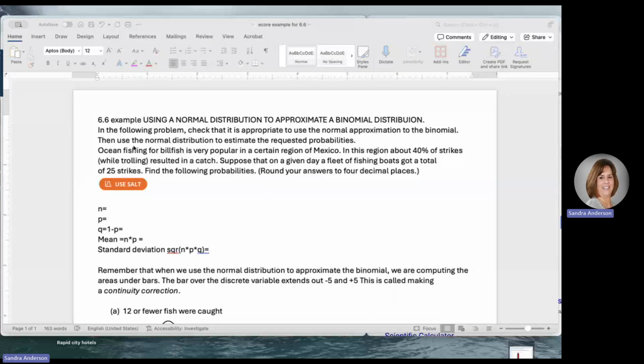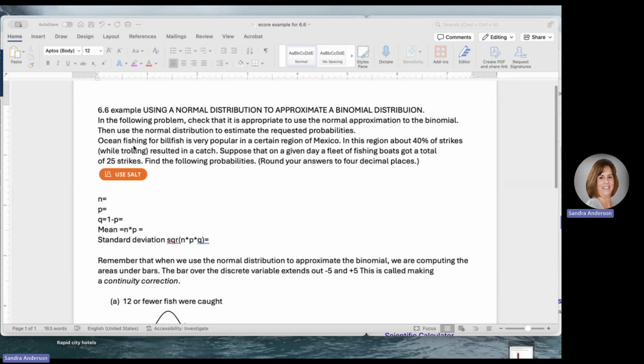About 6.6. So then I thought that we would look through a problem in 6.6. So let me share my screen with you and we'll get started. Our example here is an example out of 6.6, using a normal distribution to approximate a binomial distribution. Looks like there's a typo there, so let me fix that.